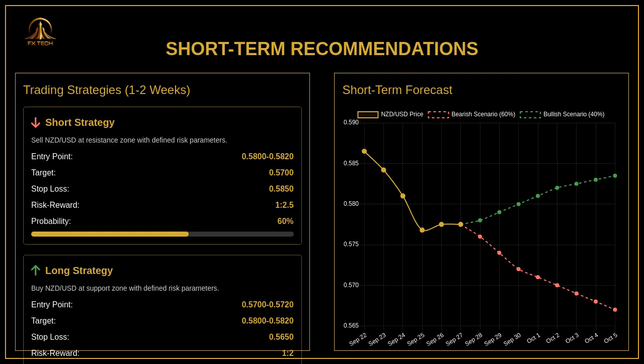For traders seeking long opportunities, we suggest buying at the 0.5700 to 0.5720 support zone, targeting 0.5800 to 0.5820 with a stop loss at 0.5650. This counter-trend strategy has a lower 40% probability.